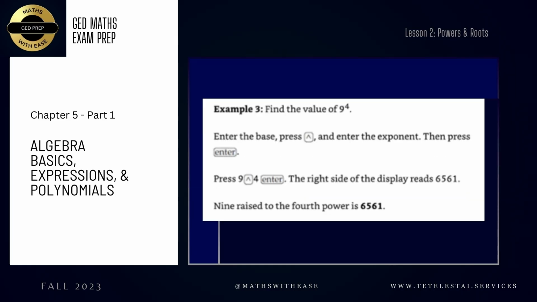To find the value of 9 raised to the power 4, enter the base, which is 9, and then press the symbol indicating your exponent, and then press the relevant exponent, which in this case is 4. So 9 raised to the power 4, press enter, and you get your answer.